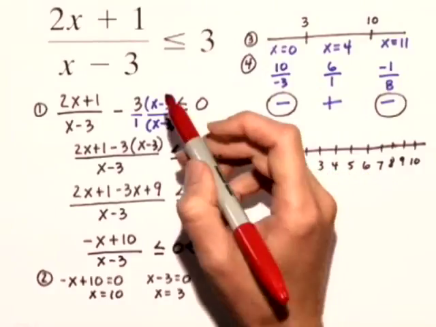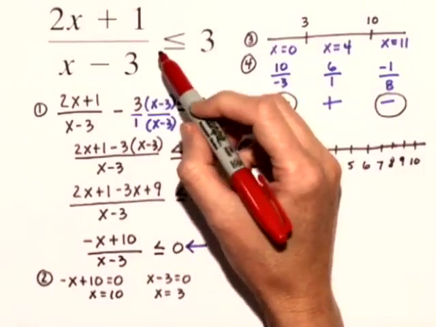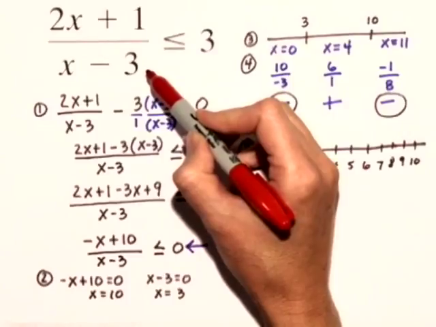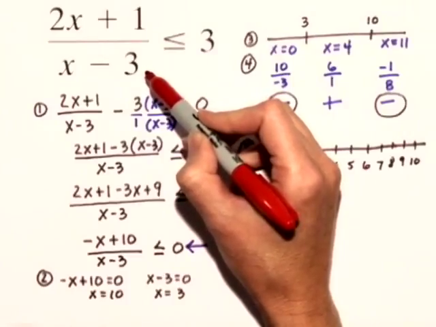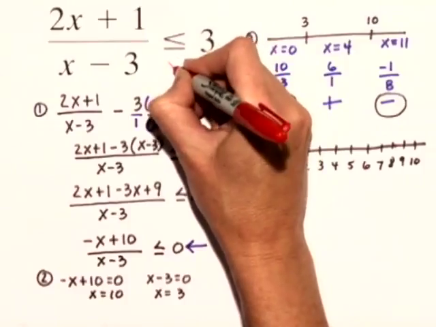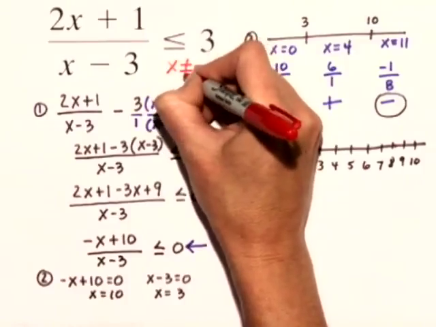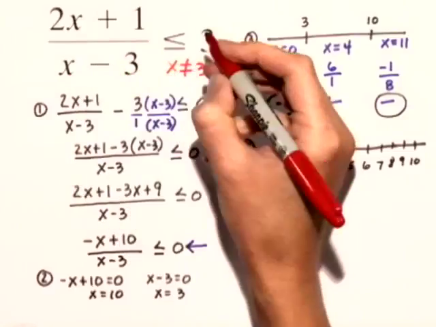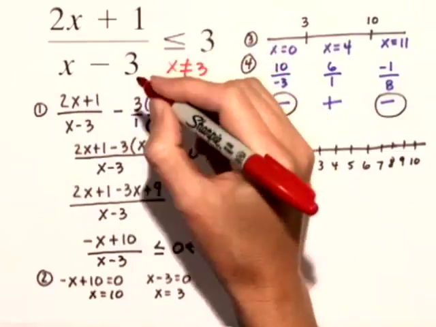Let's go back to the original function. Notice we have x - 3 in the denominator. It's very important to look at the domain of this rational function. So our domain is such that x cannot be equal to 3, because if I substitute 3 in for x, that would give me 0 in the denominator.